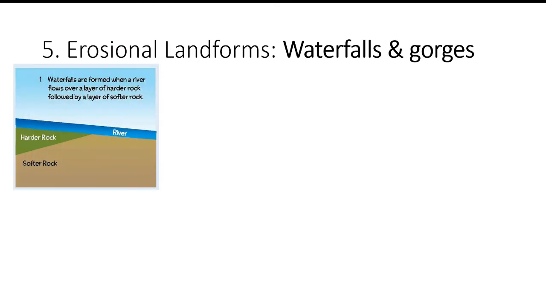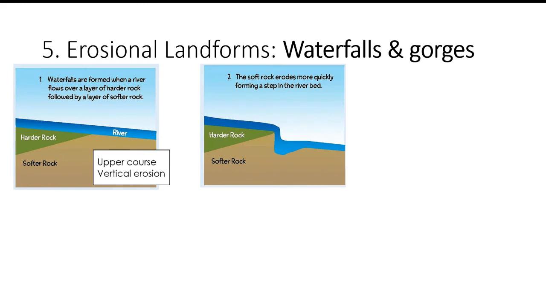So if we think about setting the scene, we're going to have a river flowing downhill over hard and soft rock. And some important things to note here in terms of key terms is that this is likely to be in the upper course of a river, and you're likely to also have lots of vertical erosion as a result of that. So that's that downward erosion that's going to end up with this happening. So the softer rock being eroded more quickly than the harder rock to create a rock step.